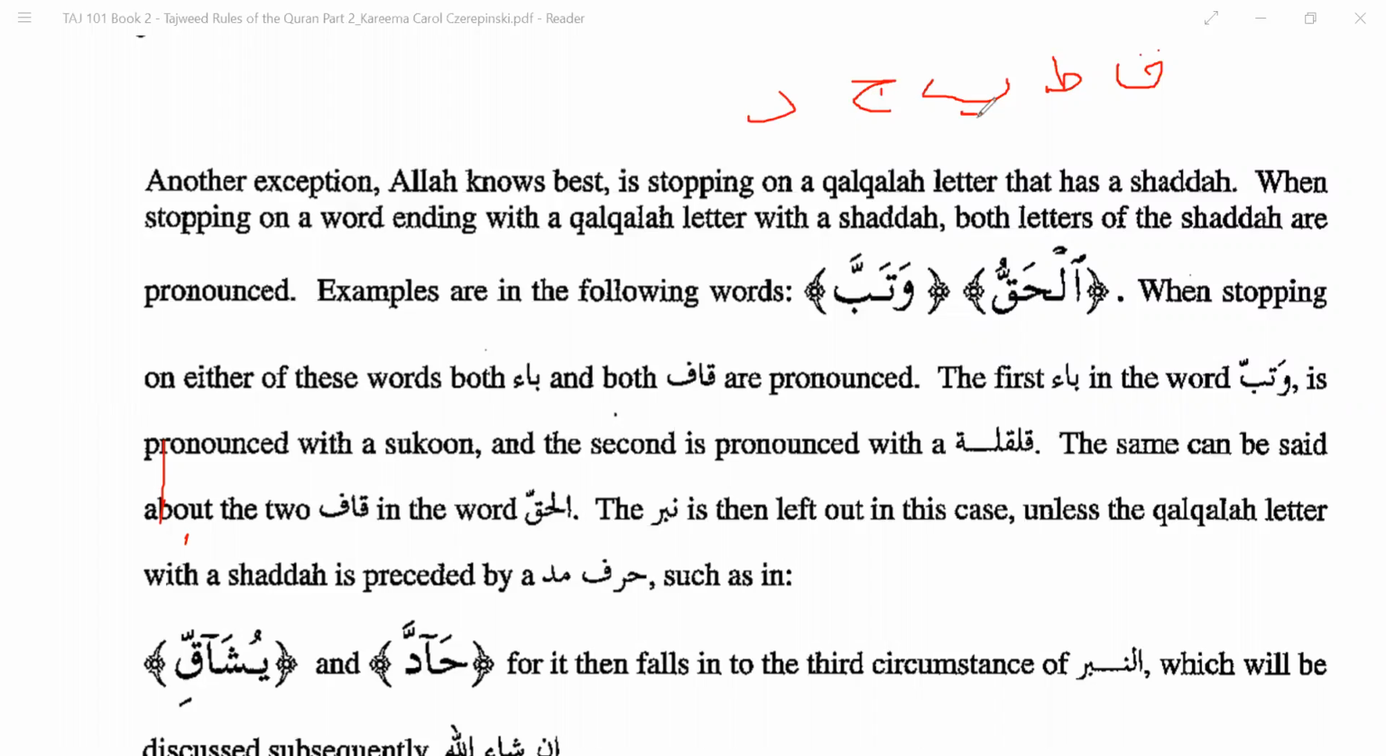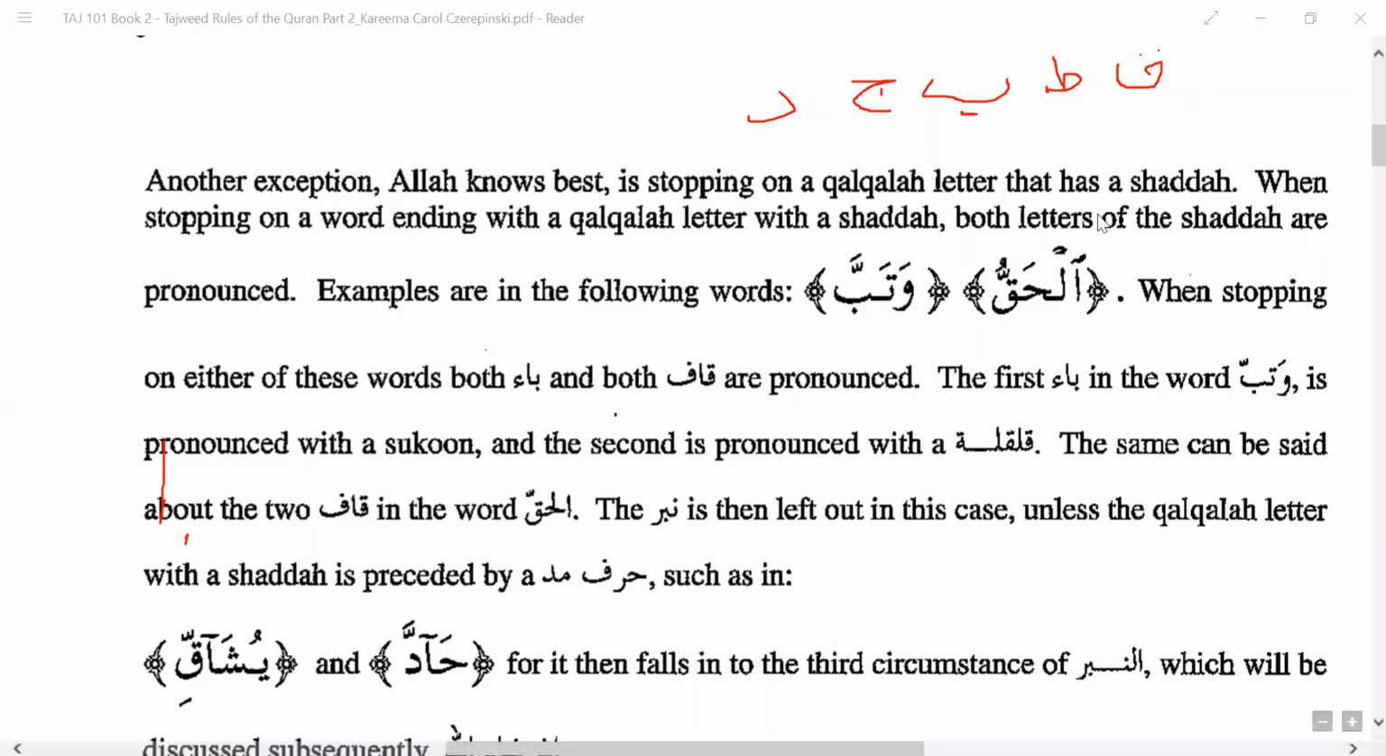Now when do you do qalqala is when you are going to stop on this letter. When you stop, what do you do? You put a sukoon. So when you end with a qalqala letter that has a shadda, right, what did we see the first case of nabr? When you stop a letter with a shadda. But if it is any of these 5 letters having a shadda, then both letters of the shadda you have to pronounce.